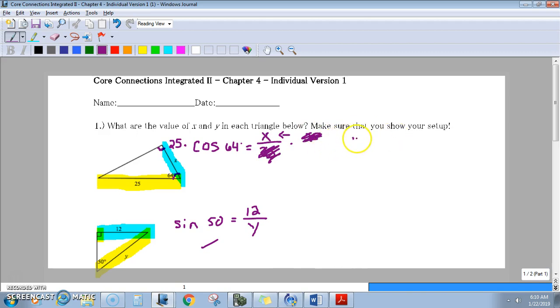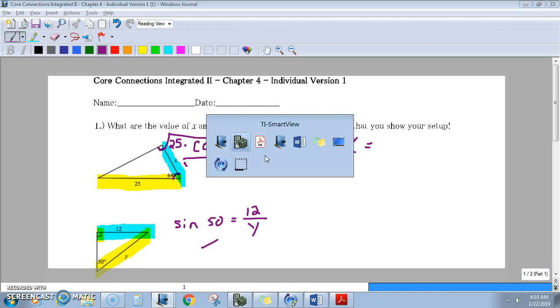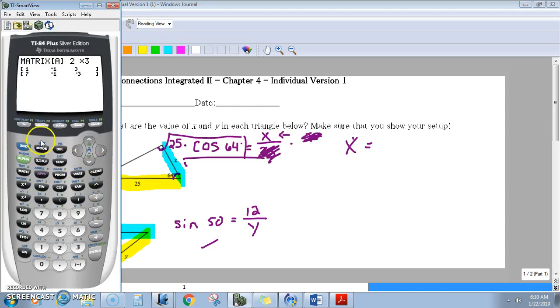So we're going to have x is equal to, and then the math I have to do is just 25 times the cosine of 64. So I will do, how did I get into matrix mode? 25 times the cosine of 64 is 9.7. And now let me double check and make sure that I am in degree mode.